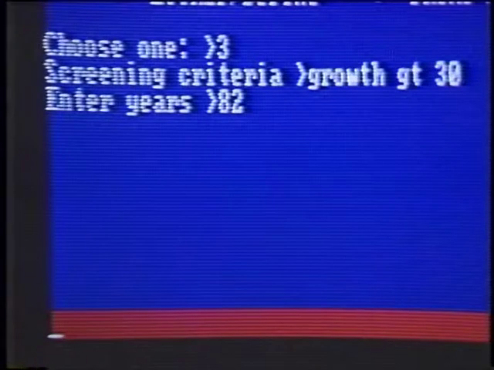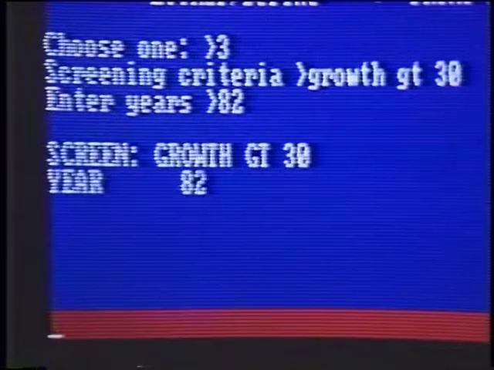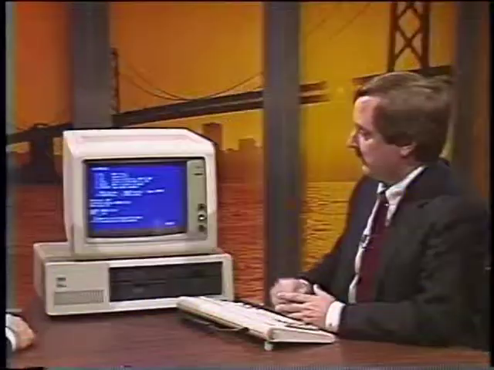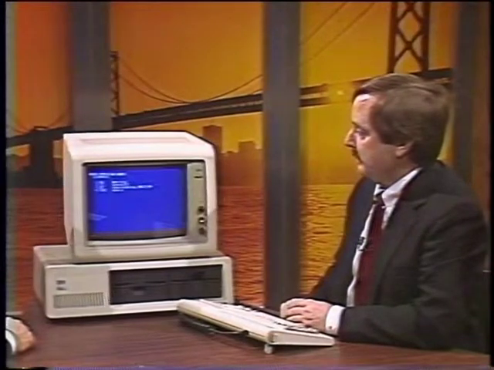So you're asking for a subset of those 62 which have a growth rate of 30% or more over the past 5-year period up to 1982. Compound growth rate. So we've seen that the EasyScan has given us 12 companies now in consideration. I'm curious as to who they are. That might give me a hint.